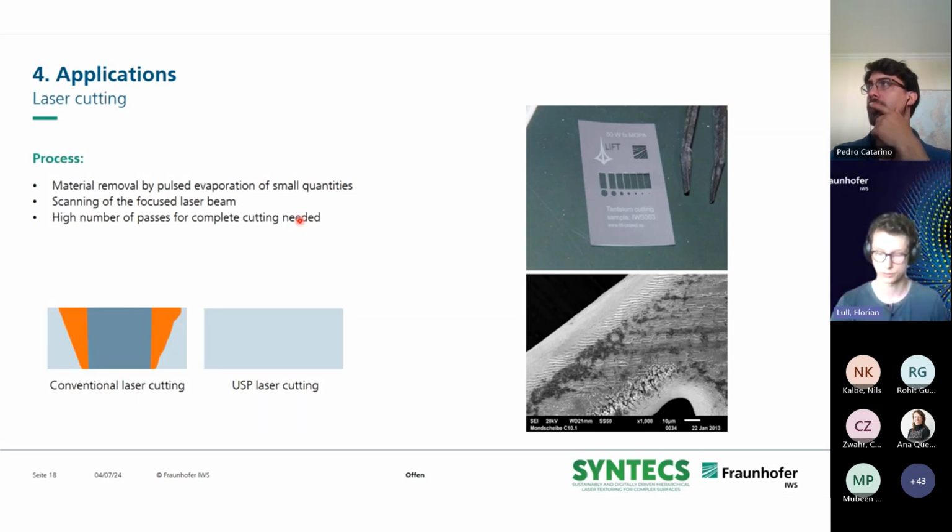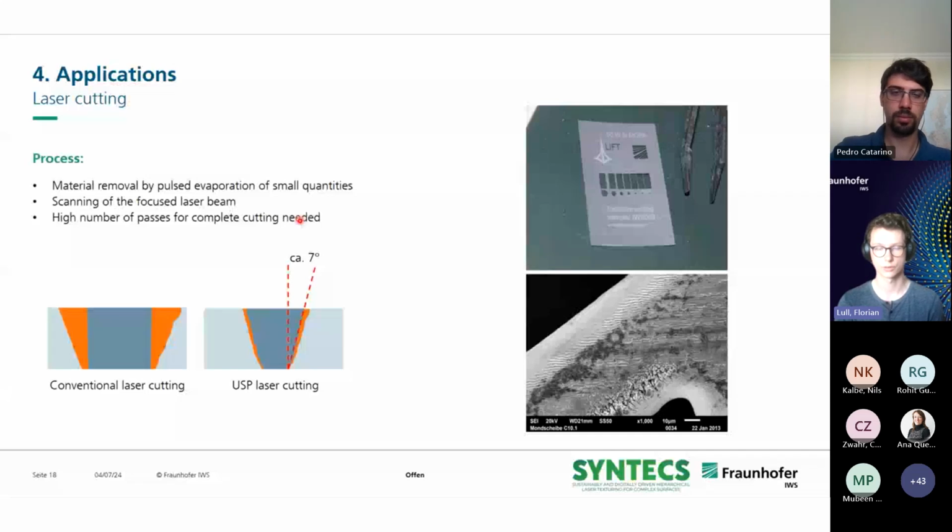Ultra short pulse laser cutting, on the other hand: here the material is removed by pulsed evaporation of very small quantities. To cut through the material, you have to scan over your specimen a lot of times, sometimes hundreds of times, and then you can cut through the material. One disadvantage is that we always have a slight taper angle on the walls, but the big advantage is that we have an almost non-existent heat affected zone, therefore no burrs and really nice cut quality. And we can cut basically every material.